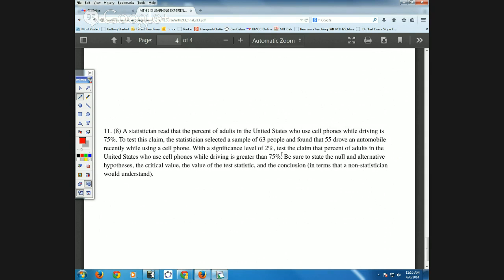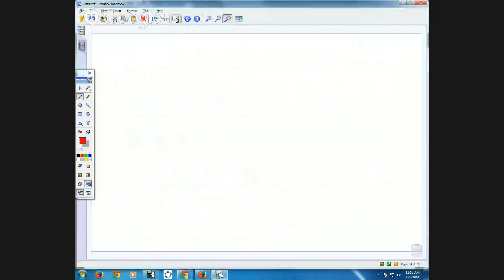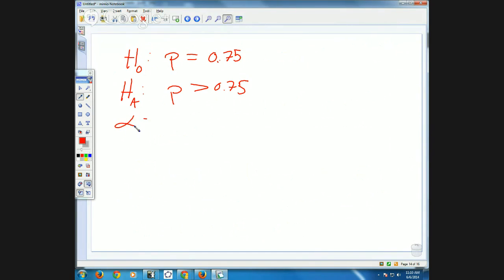All right, so notebook, new page. H0 is that the population proportion P is equal to 75%. I'm going to write it as 0.75. And my alternative hypothesis, H1 or HA, is that P is greater than 0.75. And what's my alpha here? 2%. Yeah, so 0.02. Okay, so draw a picture of this scenario. Draw your best normal wiggly curve.